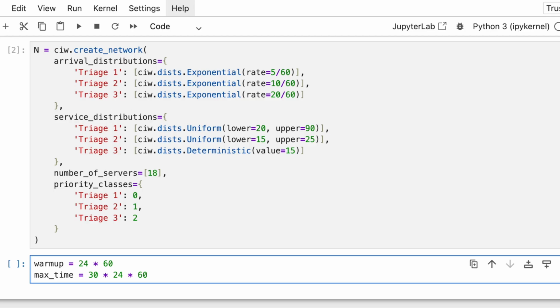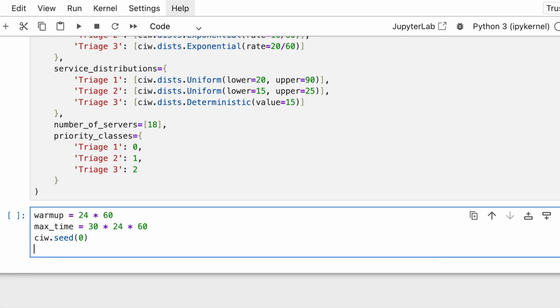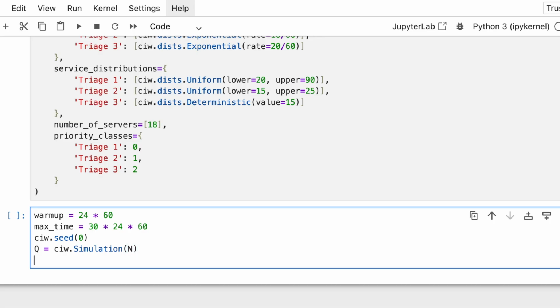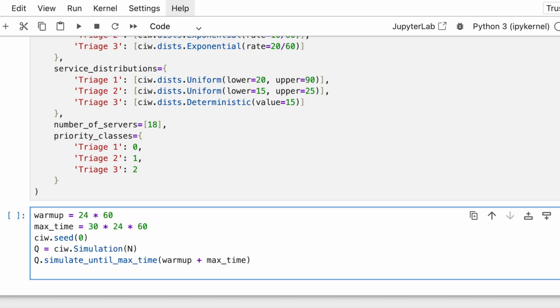That many minutes. Then we can set a seed to ensure reproducibility, and create our simulation object, the simulation engine, that is created out of our network object, so it understands the system that we are modeling. You can simulate this until a certain amount of time has passed. And the amount of time we want to pass is going to be the warm-up time plus the amount of time we are simulating this for. Once that has run, we want to collect all our records.